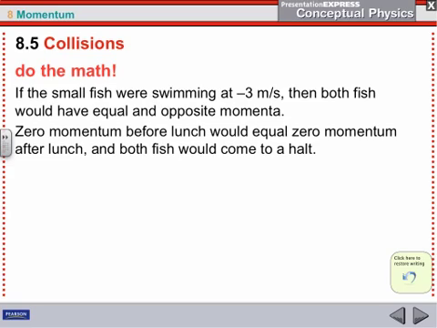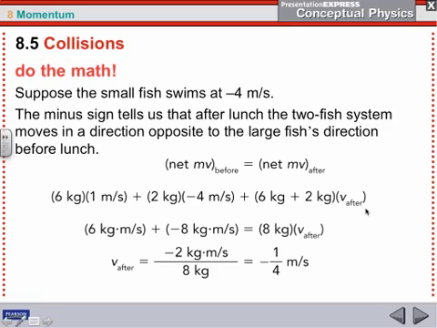All right, what if the fish were swimming at -3? Think about that one. It's -3 meters per second. Well, then they would both have equal but opposite momenta, which, by the way, is the plural of momentum. Therefore, as soon as he got done eating, he would be stopped. He wouldn't be moving. All right, so if the small fish is swimming at -4, so he's going really fast now, 4 times faster than the big one. Why he wasn't swimming away from the big one, I don't know.